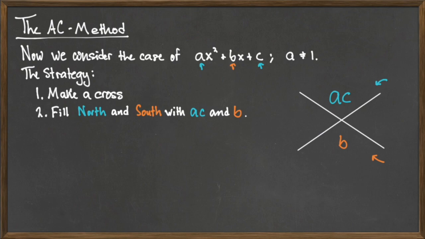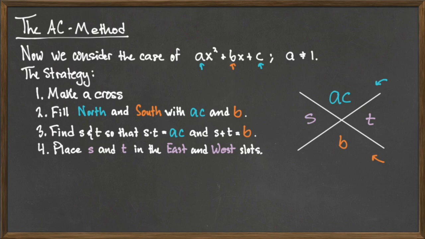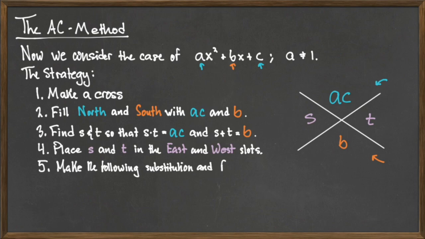And note that I've got to take any signs that I see, rather any negatives, along with. Next, I've got to find numbers s and t so that s times t equals ac and s plus t is equal to b. So this isn't too dissimilar to what we've already done. But just to keep our bookkeeping, we're going to place the s and t numbers in the east and west slots. And now once I have found these numbers, I'm going to make the following replacement to our polynomial, and then we are going to perform the action of factoring by grouping.